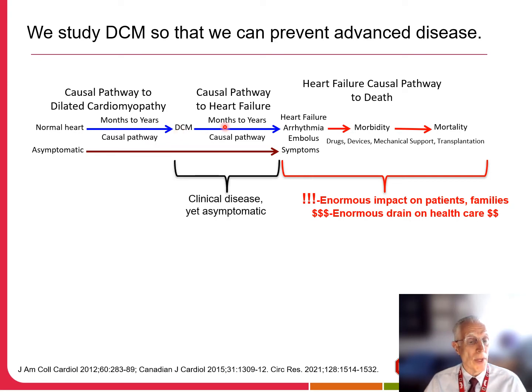Now, if you screen people at risk for heart failure, these would be family members of a patient with dilated cardiomyopathy, we can find clinical disease, but they have no symptoms. That's because the heart is an amazing organ that can preserve the body's function despite not being normal and have an ejection fraction sometimes down in the 20, 30, 40% range, but the patient is asymptomatic.